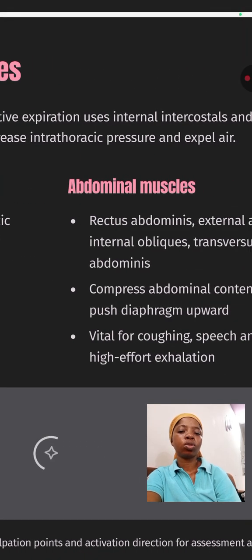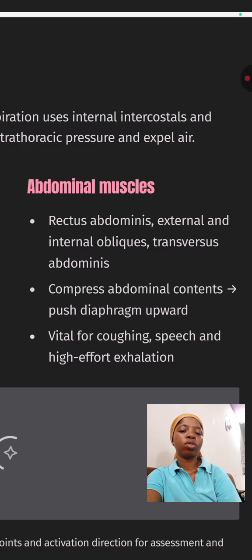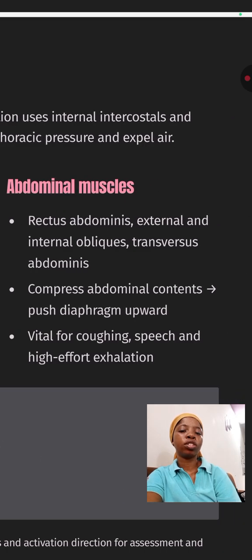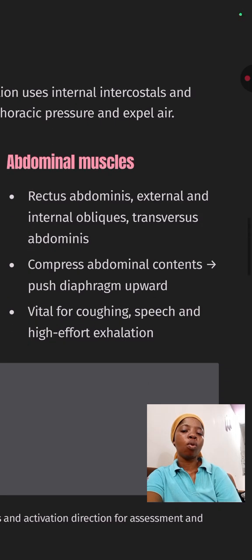Abdominal muscles: rectus abdominis, external and internal obliques, transverse abdominis. They compress the abdominal contents, push the diaphragm upward, and are vital for coughing, speech, and they help the next inhalation.